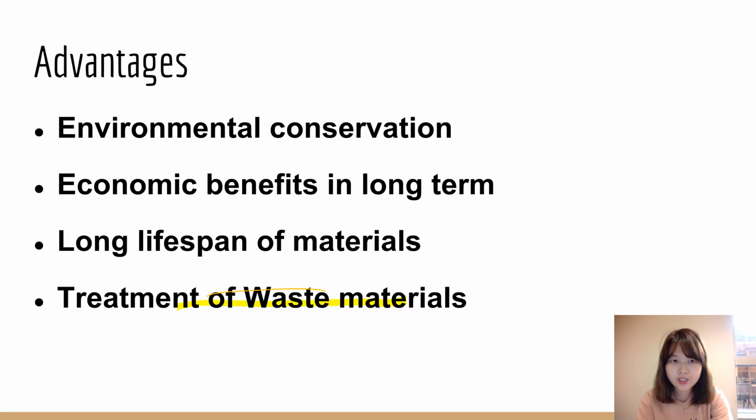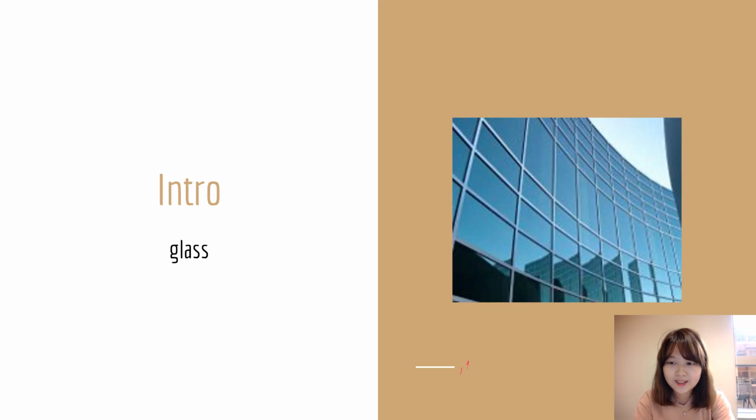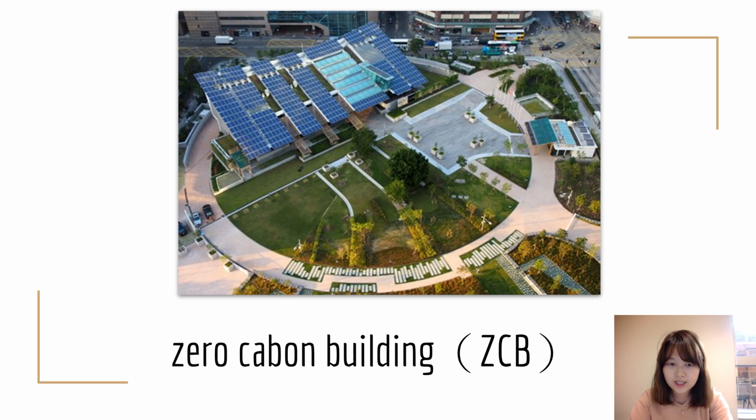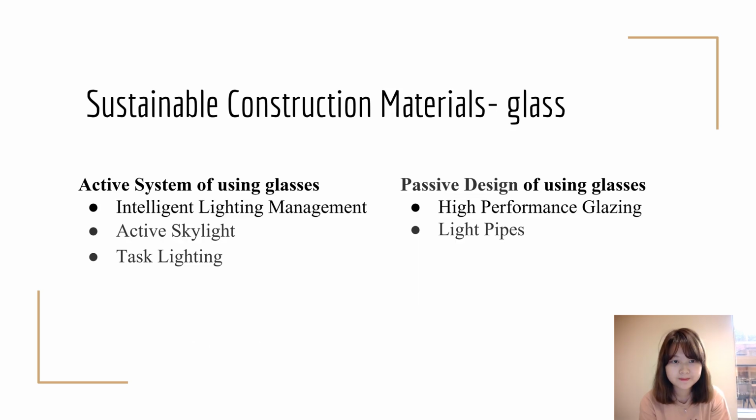So the advantages of using sustainable materials are to conserve environment, and it brings economic benefits in the long term. The materials' lifespan is also longer, and it produces less waste materials. First, we're going to talk about part of glass. In case study 1, we used the zero carbon building.